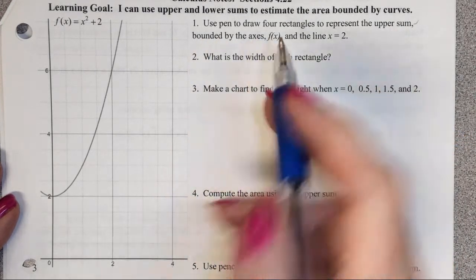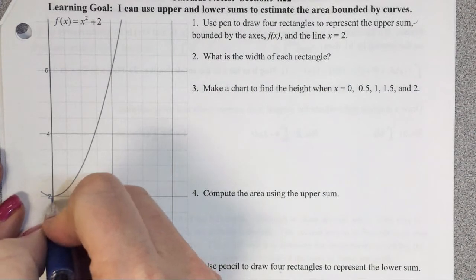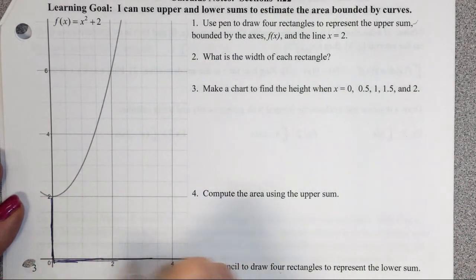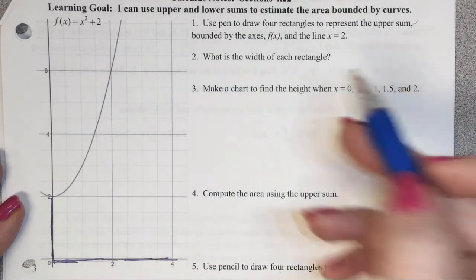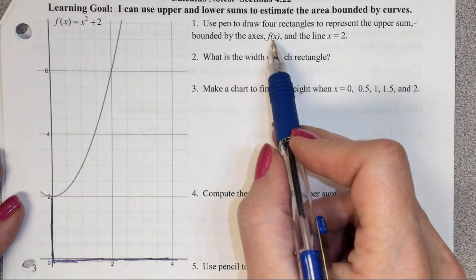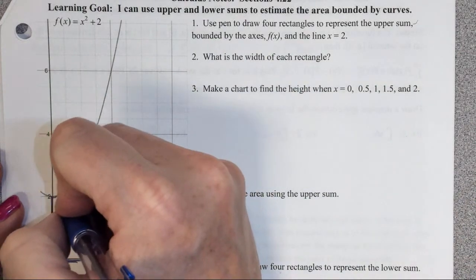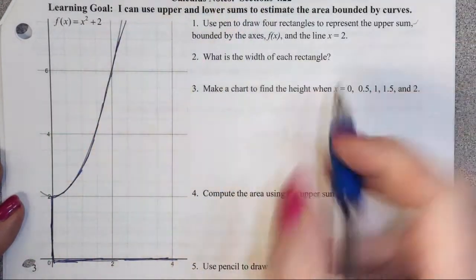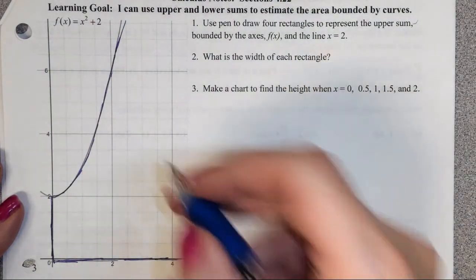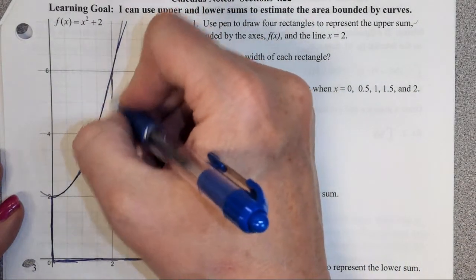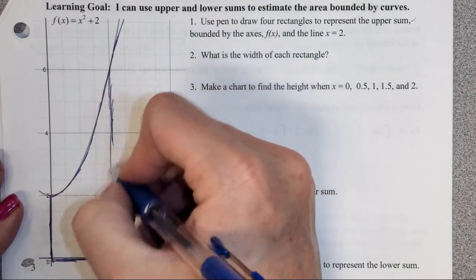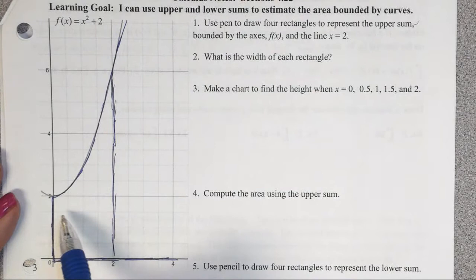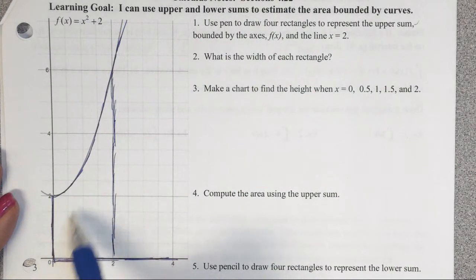Bounded by the axes, so here's our axes. Here's one axis, here's the other. So we've got our y-axis and our x-axis as boundaries. Then we're also bounded by the function. Here's the function. And then we're also bounded by the line x equals 2. X equals 2 is this line right here. So the area that we're trying to find is this area right in here.